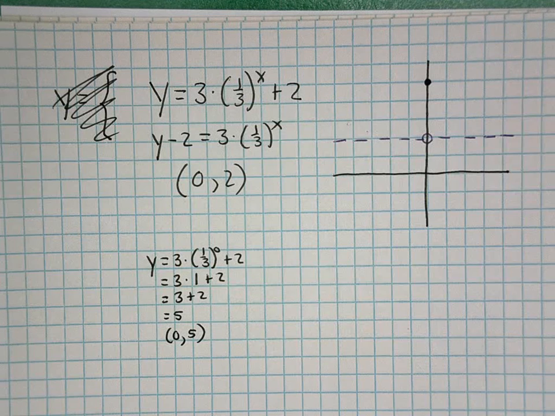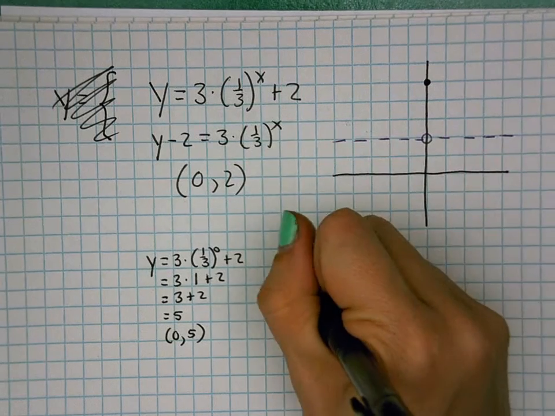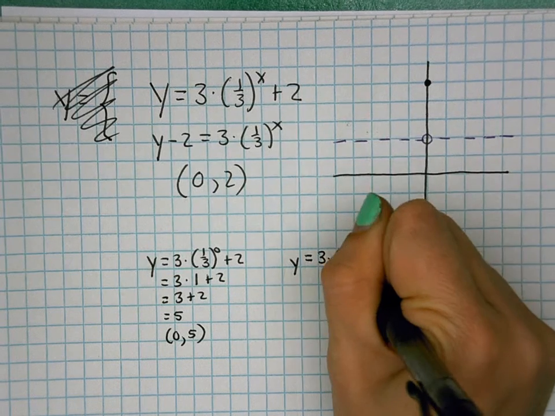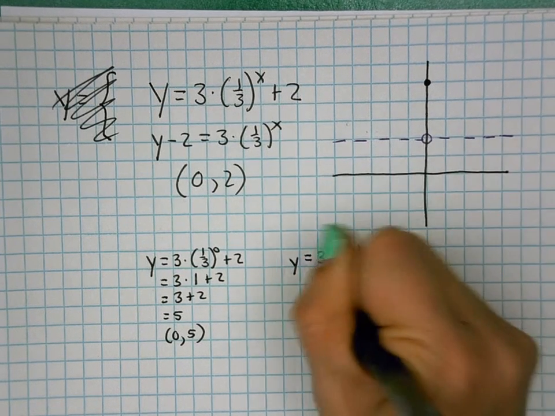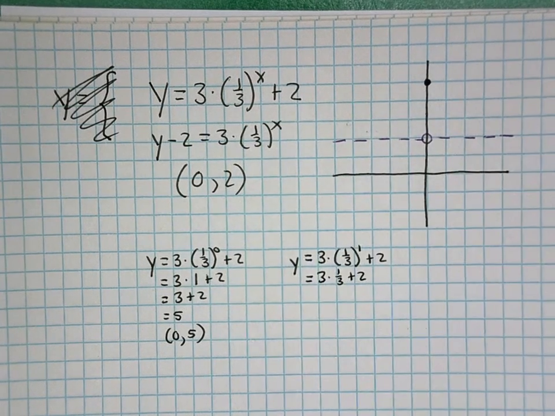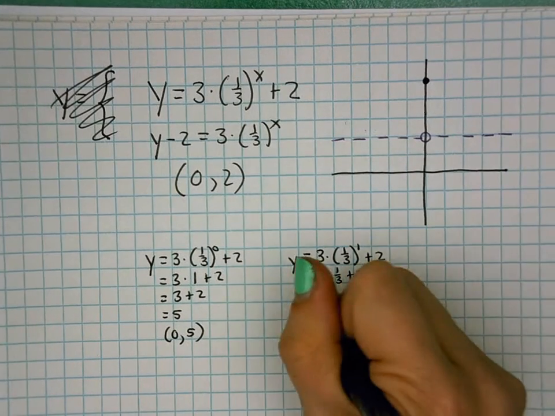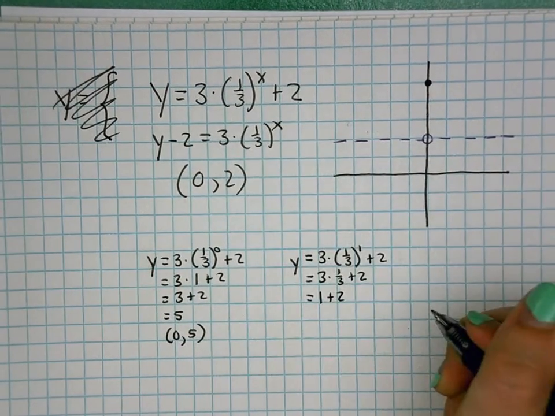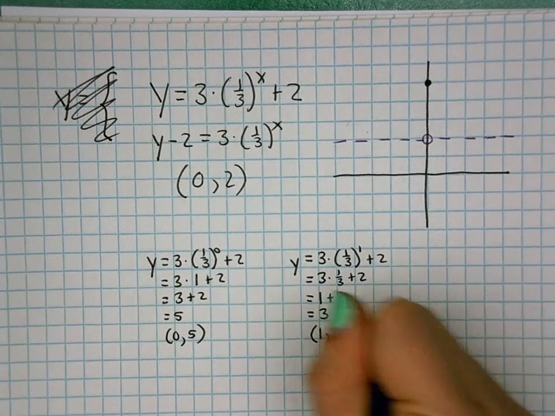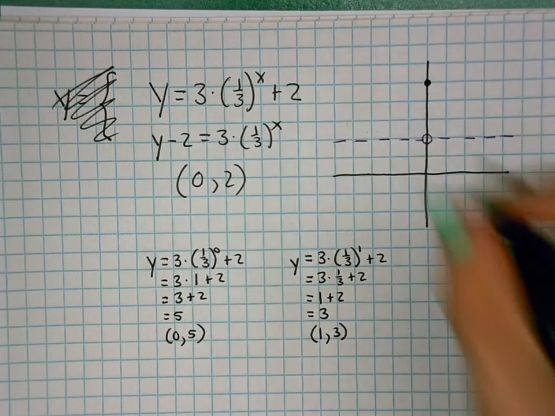Okay. And then you have a choice to make. You can plug in -1, you can plug in 1, or something else. So say we plugged in 1. Y equals 3 times 1/3 to the 1 plus 2. 1/3 to the 1 would be 1/3. 3 times 1/3 is 1. And 1 plus 2 is 3. So I have an ordered pair that when x equals 1, y is 3. Right here.